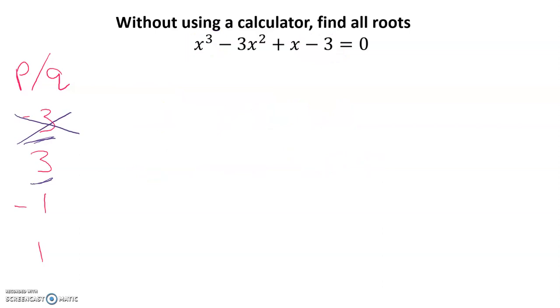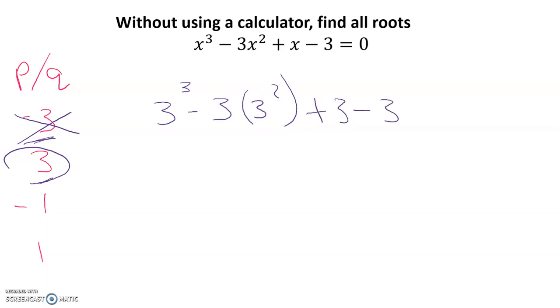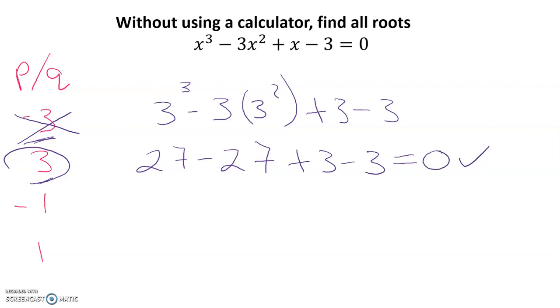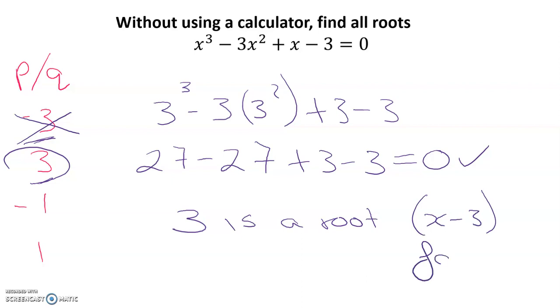Let us now try the value of 3. So 3 cubed minus 3 times 3 squared plus 3 minus 3 is 27 minus 27 plus 3 minus 3, and that does equal 0. Therefore, 3 is a root, and our factor is always the opposite, so x minus 3 is a factor. And we can use that now to find the other roots.